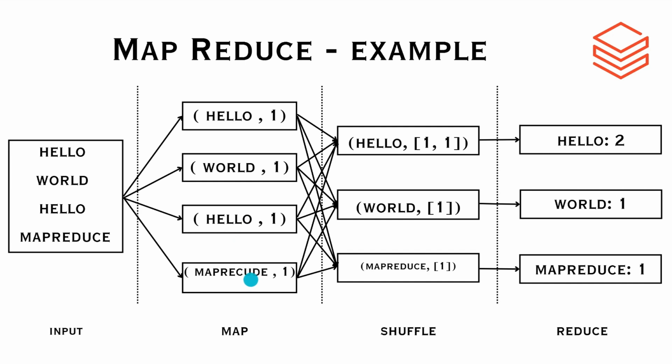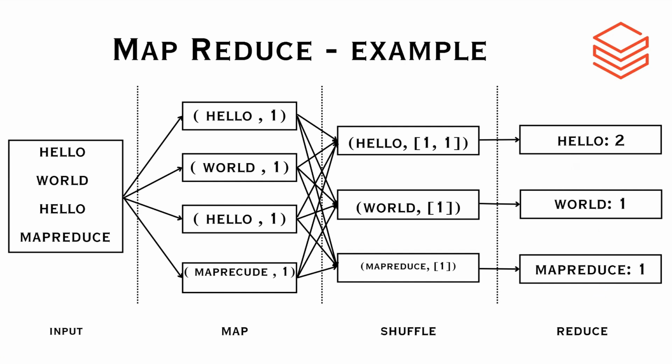The next step is the shuffle and sort step, where the words that are the same get grouped together, and this step gets handled by the system. We have hello two times, so it shuffled that as hello with 1, 1, and then world for one time, and map reduce for one time. And then the last step is the reduce step, where for each word the counts get added together to get the final word count. So we got hello with a count of 2, world 1, and map reduce 1.